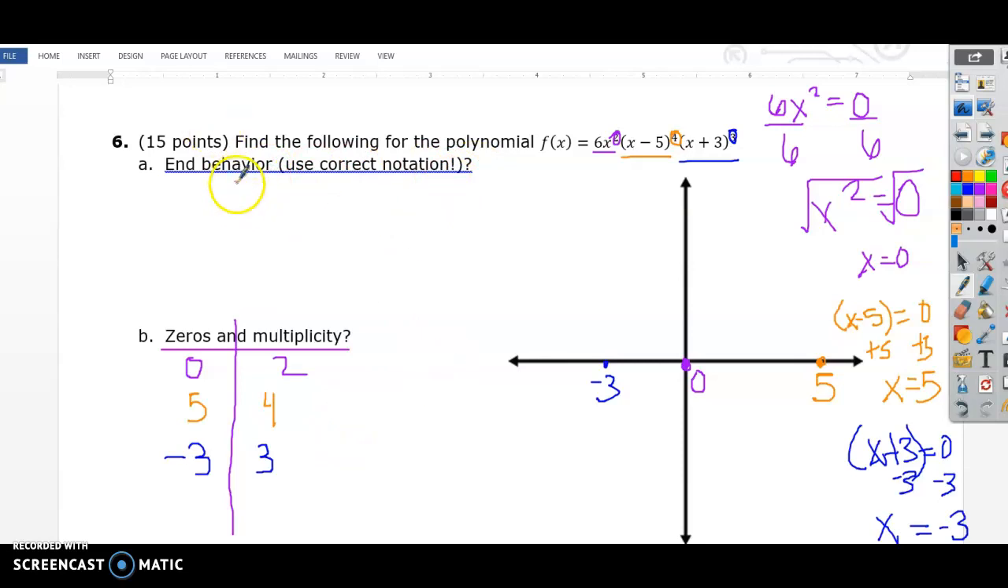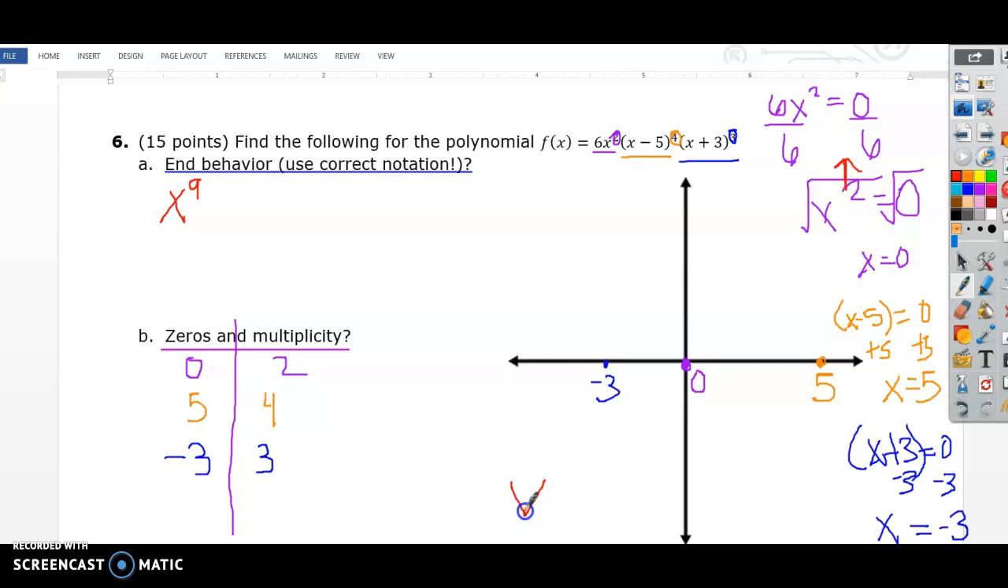So to find my end behavior, I'm going to add up all of my multiplicities. So that's 2 plus 4 plus 3, so that would be 9. So my leading term is going to be x to the 9th power. With that being said, that means my arrows are going to go in opposite directions. And since it's positive at the end, it's going to be up on the right side. So that means the left side has to be down.